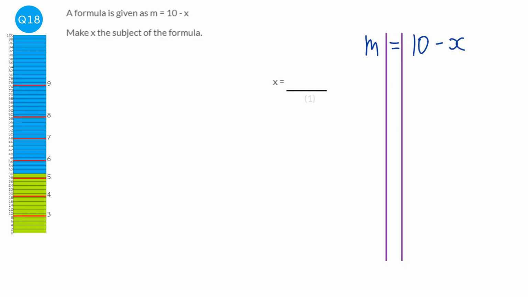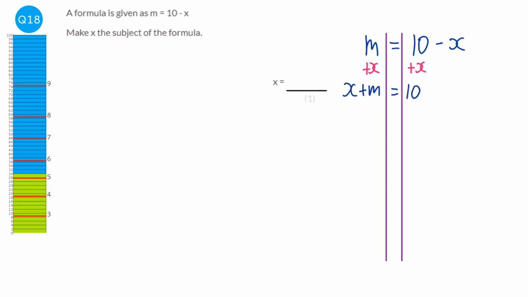Okay, so the first thing I'm going to do is try and make the x positive, because we're looking to make x the subject of the formula, which means we need it to be x equals. So what I'm going to do is just add x to both sides. So we've got x plus m equals 10.